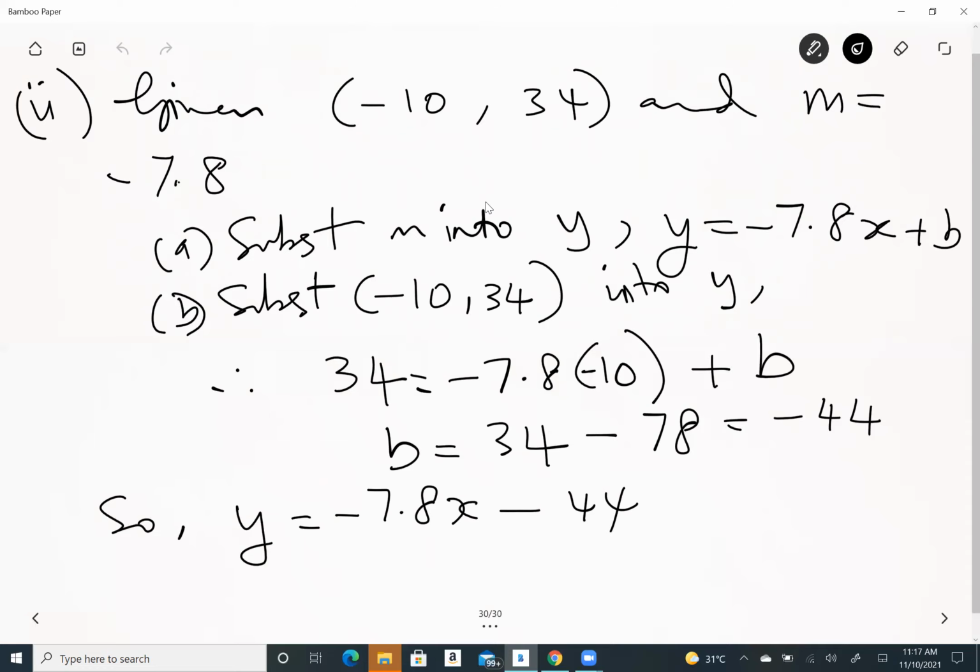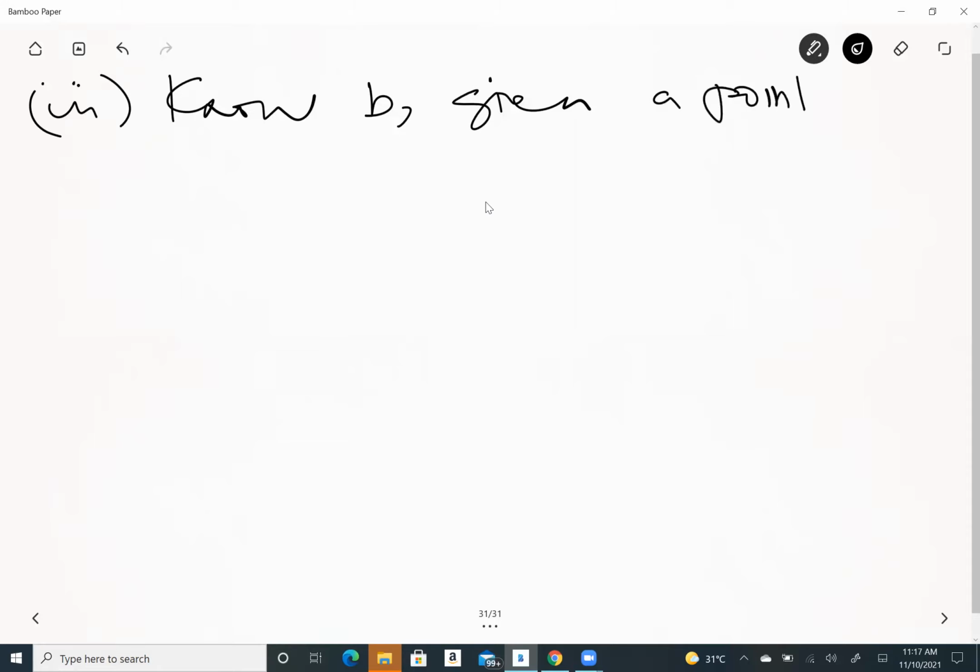What you do here is we can extend it to another situation. You know the M. You know here B. You are given B, all right? And then we are given a point. Same method. You are given 1 point, you know B. So if I know B and you are given 1 point, what do you need to find?